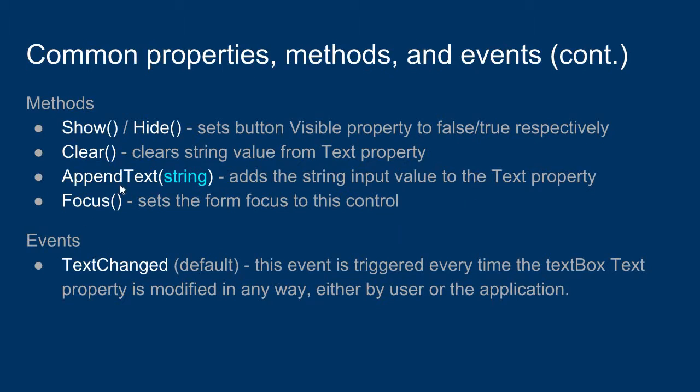The append text method takes a string as an input argument. The append text will take the string value that's passed into it and append it to whatever text is currently in the text property. So it can be used to add additional characters to the text property of the text box. And the focus method, if you call the focus method from the text box, the form focus is set to that text box. What that means is the cursor becomes active in that text box.